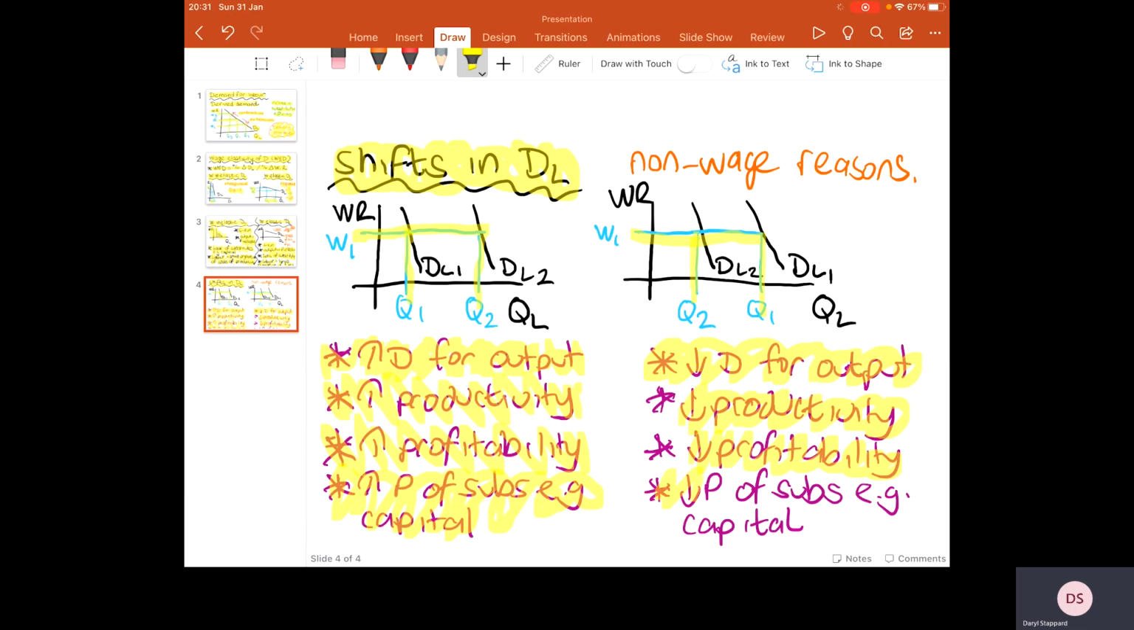And of course, it could even just be driven by a reduction in the price or an increase in the quality of substitutes. So in this instance, if capital becomes cheaper or of high quality, then firms would reduce their demand for labour and start to instead demand more capital. And that would therefore, of course, shift the demand for labour inwards.